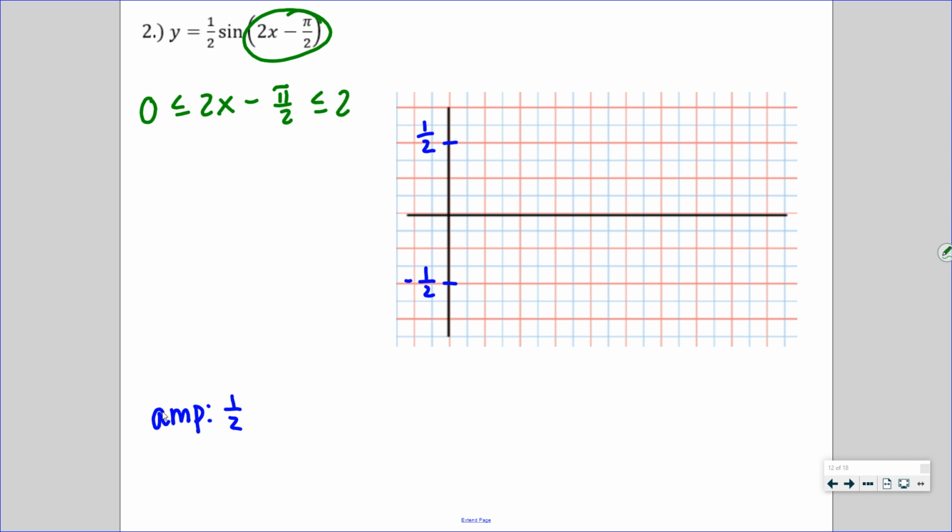Obviously, think about it, that's a vertical shrink, right? This is going to be a pretty small curve if that distance is half.